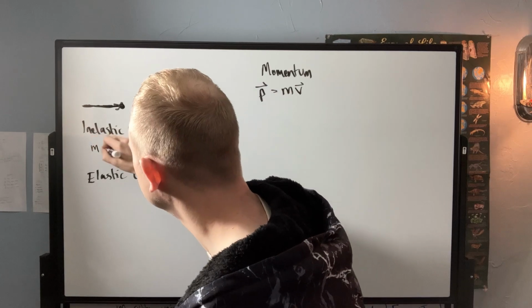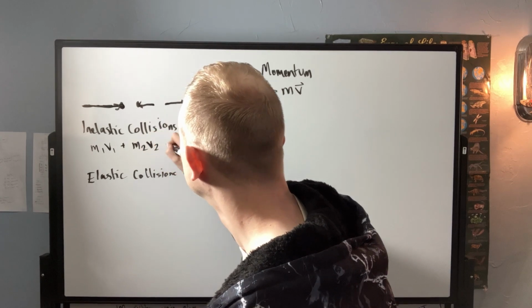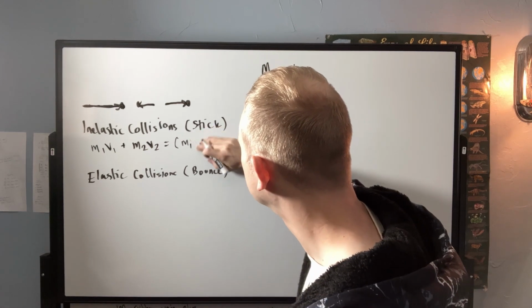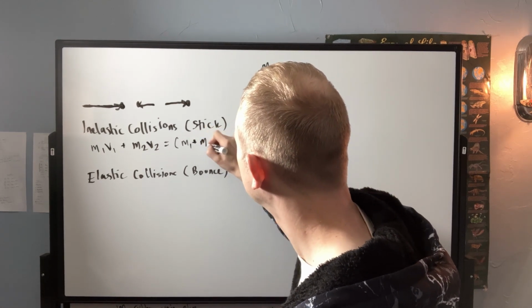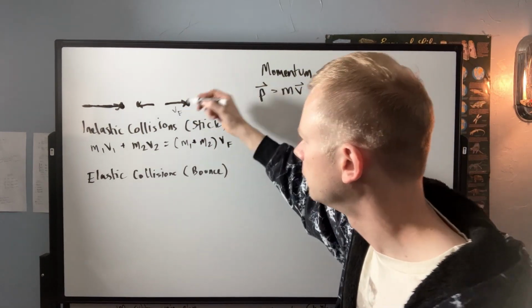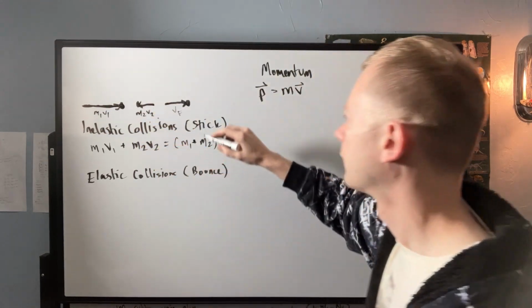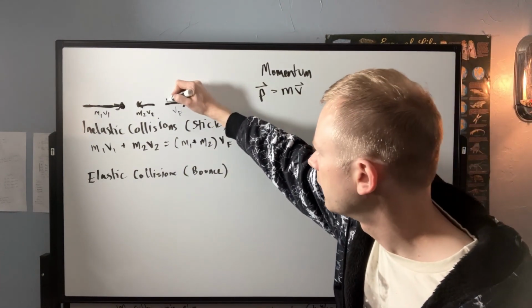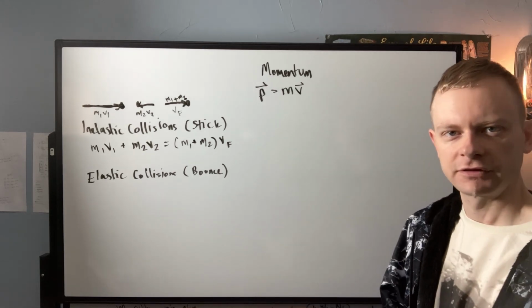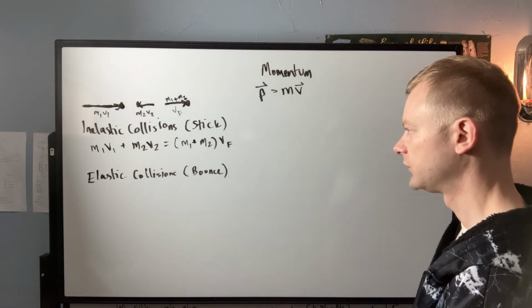We can mathematically represent that as m1v1 plus m2v2 equals (m1 plus m2) times the final velocity, both of these two things combined, and this is the final velocity over here. That's an important factor when things stick together, that you add the masses together. This is going to be a recurring theme in other types of problems as well.